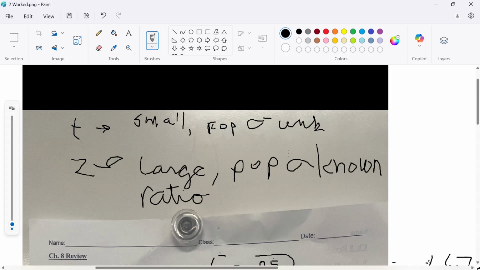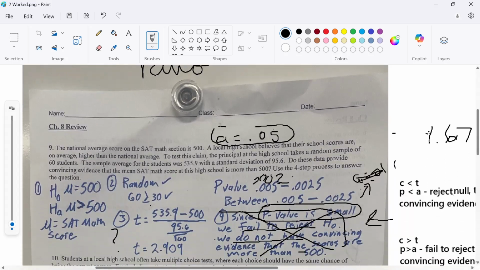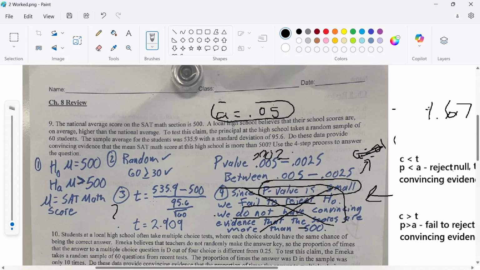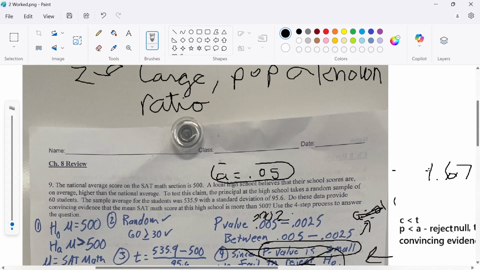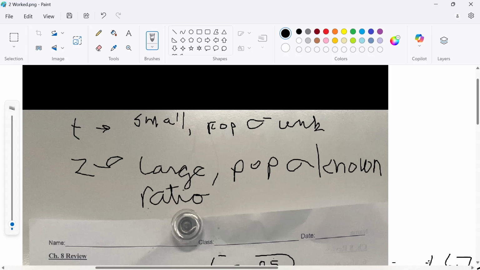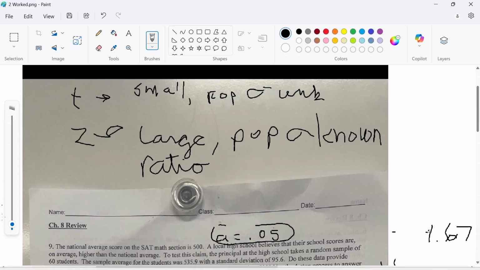I use a t when I'm exploring some number, not a ratio, not like 0.36 or 12 over 15. When I'm exploring a number, like in the first question on this worksheet, the question is: is the average score 500 or greater than 500? That's a number. If I don't know the population standard deviation, or if I know it but have a small sample size, that's when I use t. I will use z when I know the population standard deviation with a number and I've got a large sample size, or if it's a ratio, then I will use z.